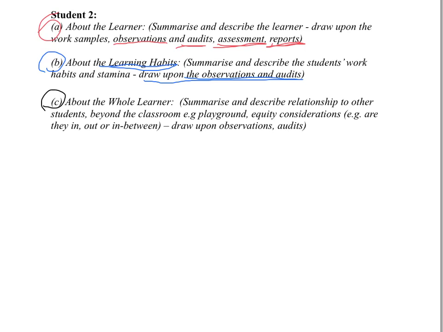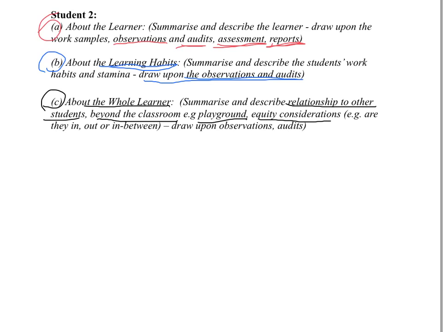Part C, the third part, is about the whole learner. And this is where a lot of the work that we've been doing at university in our first 3 workshops will play a role. What happens beyond the classroom that affects that particular child, that particular student of yours? What are their relationships like with the other students? What's happening beyond the classroom, for example, at home, that might come with that student to the class and affect their learning capacity? For example, what might be happening in the playground?